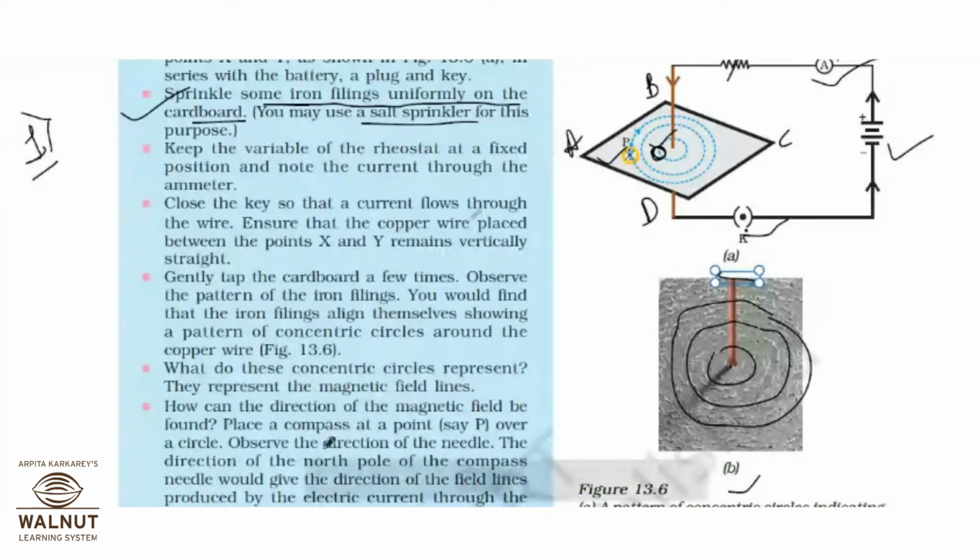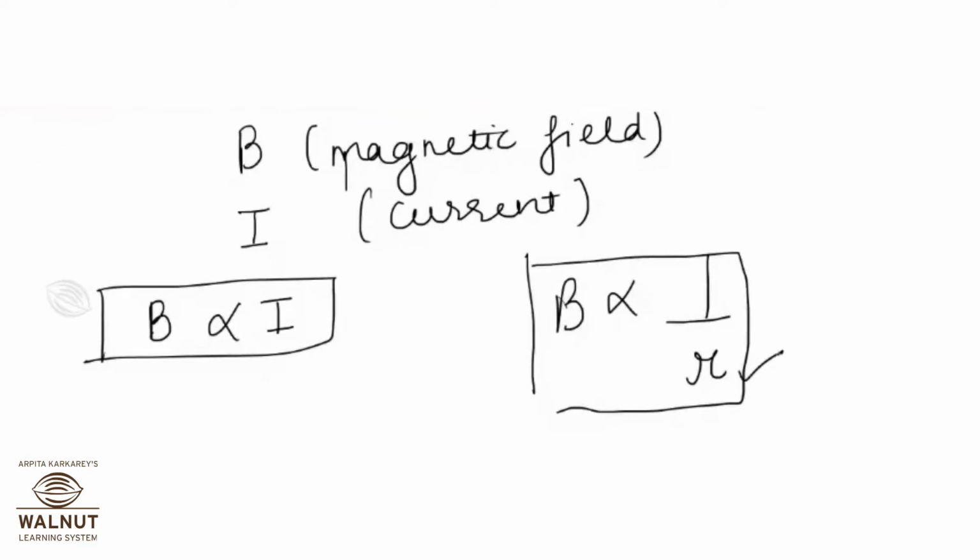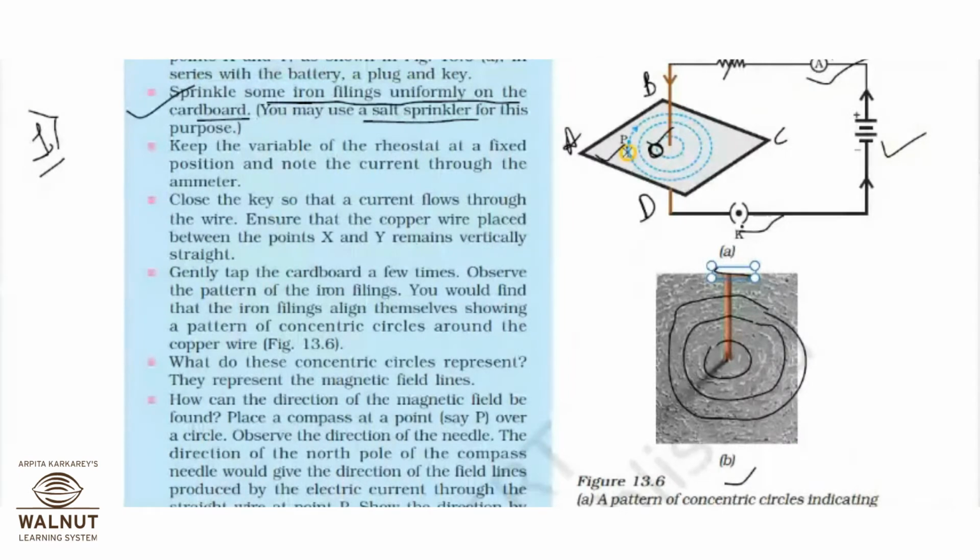So the second relationship that I can derive is B is proportional to 1 over R, where R is the distance. Can I say that? As you increase the distance, the field strength will decrease. As you decrease the distance, the field strength will increase. Inverse relation. Okay, so remember these relations. This is one thing.